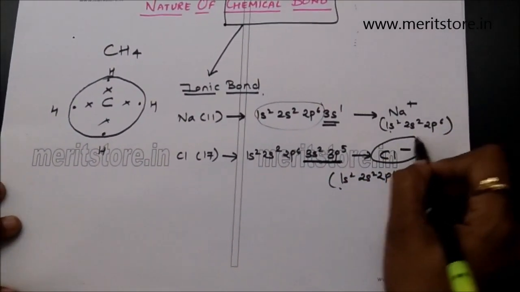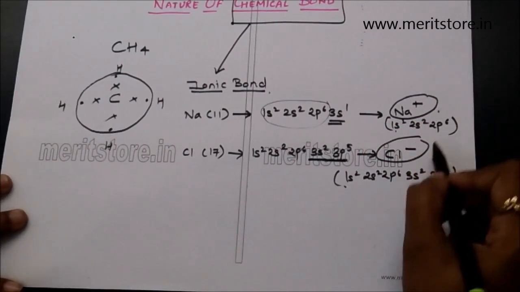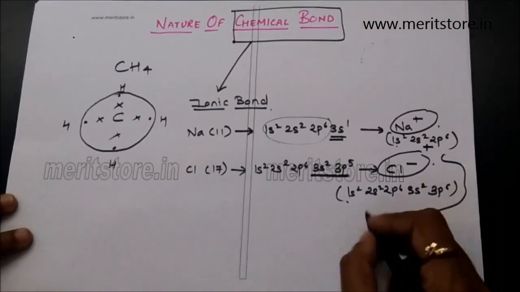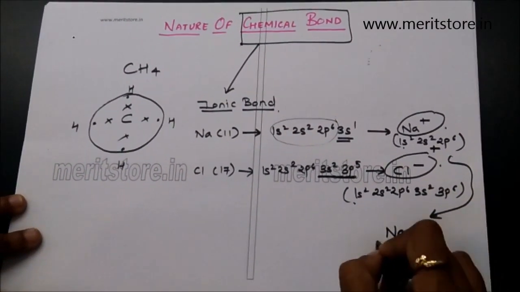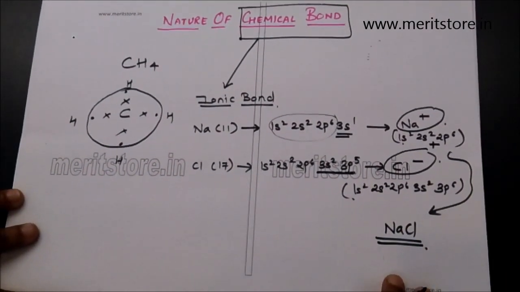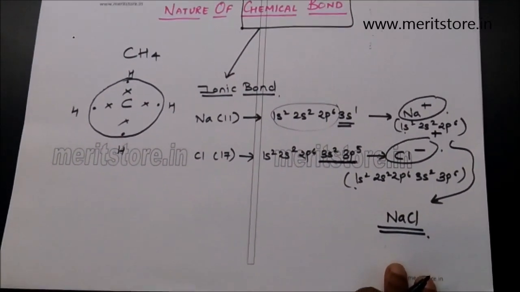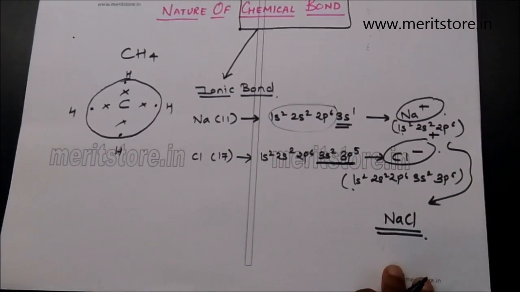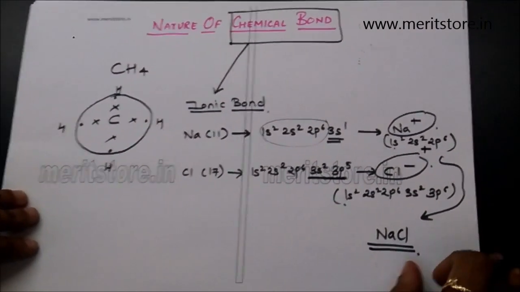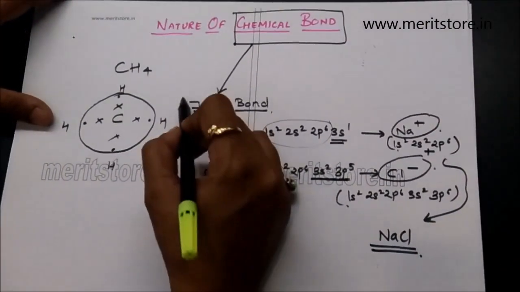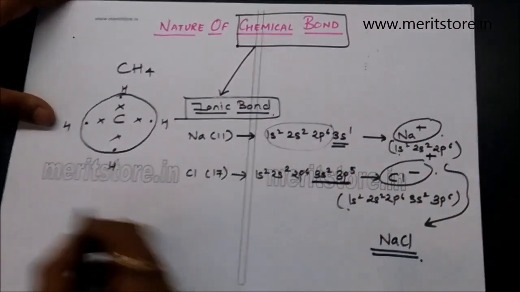So now these oppositely charged ions, that is cations and anions, are formed, and the electrostatic force between them will make the compound NaCl, which is the ionic compound. So in all, ionic bond is a complete transfer of electrons from one element to the other element, forming a stable configuration. Now, which kind of element can form this kind of ionic bond?